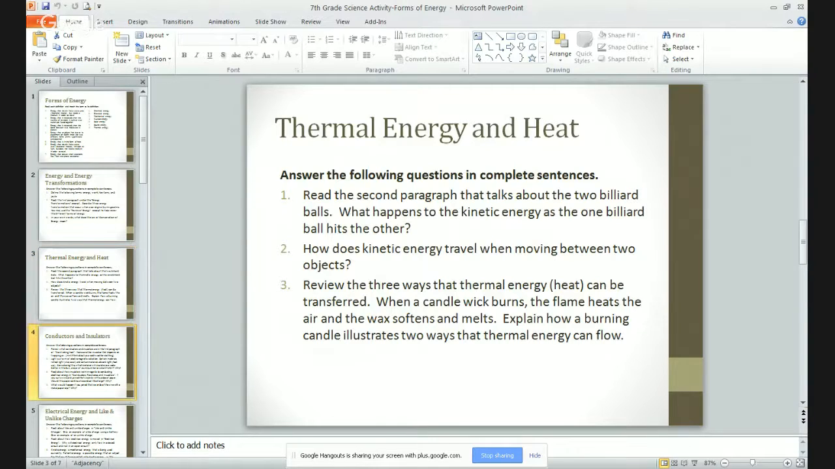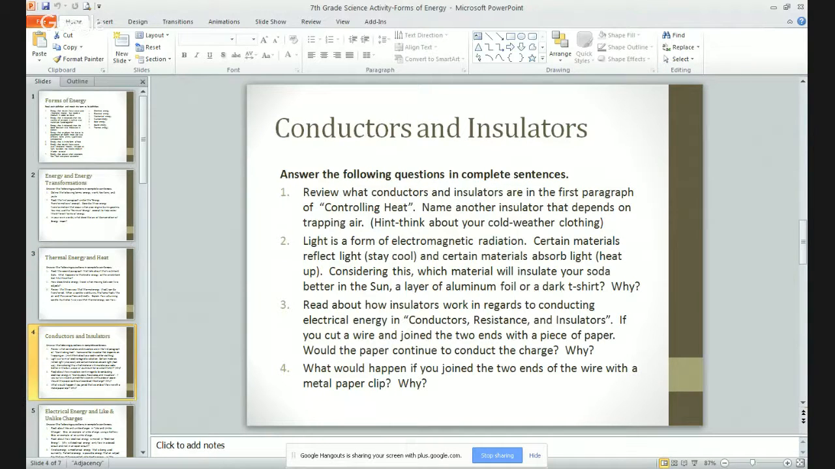So, alrighty, conductors and insulators. I know we talked briefly about those also with your popcorn lab, but I think you guys had this one pretty well, so that's why we didn't spend a whole bunch of time on it. Review what conductors and insulators are in the first paragraph. You need to name another insulator that depends on trapping air. So the major thing would be a coat. You could have also said maybe a sweater or a hat, something like that, because it's going to trap the air between the clothes and your body.